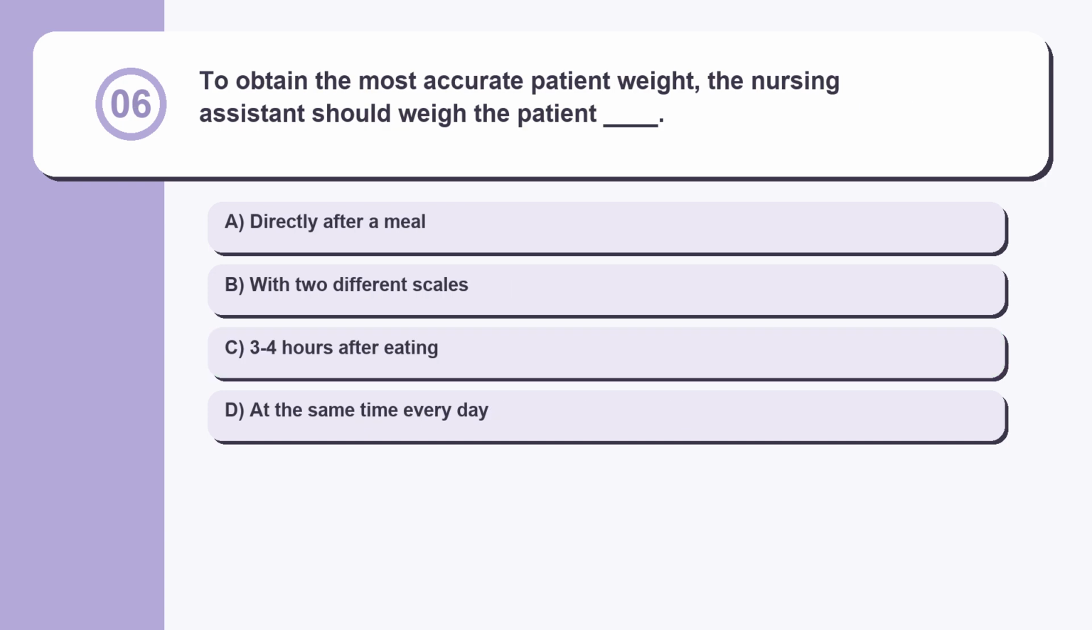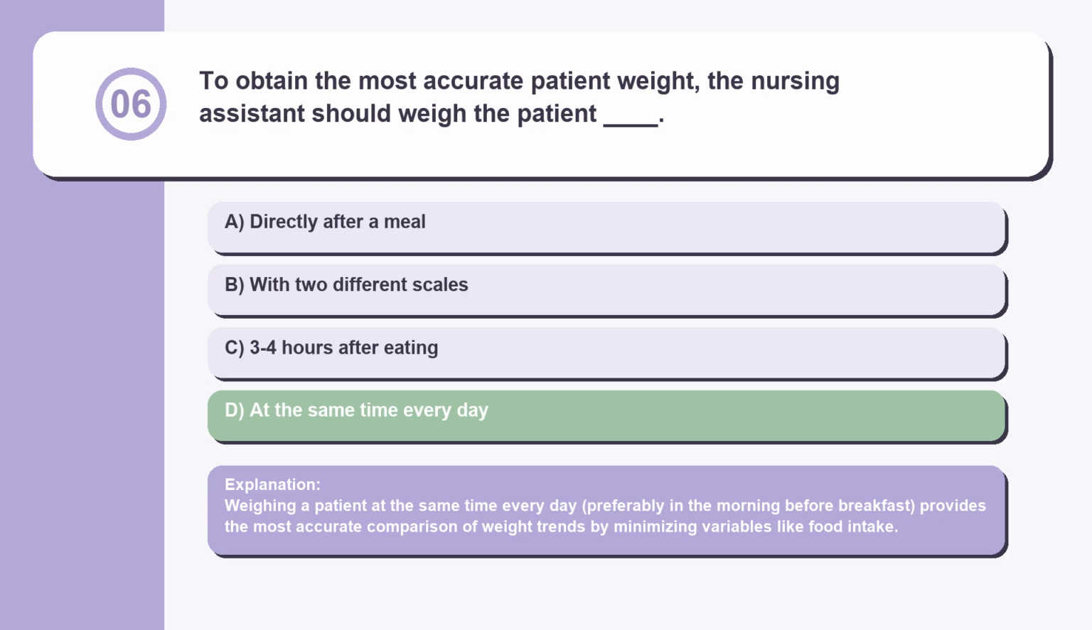Question 6. To obtain the most accurate patient weight, the nursing assistant should weigh the patient: directly after a meal, with 2 different scales, 3 to 4 hours after eating, at the same time every day. Weighing a patient at the same time every day, preferably in the morning before breakfast, provides the most accurate comparison of weight trends by minimizing variables like food intake.